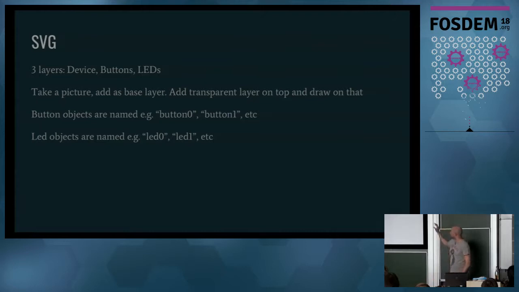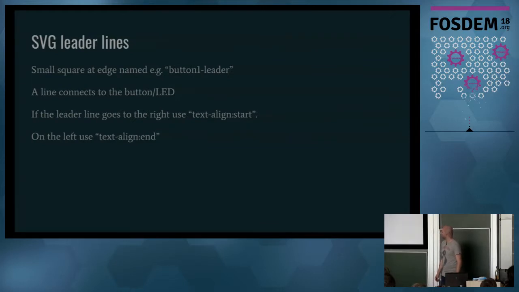And then you name them, where if you draw a button, then you name it button 0, that's the left click button, and button 2 for right, etc. And also for the LEDs, that is what Piper will use to figure out what to change.